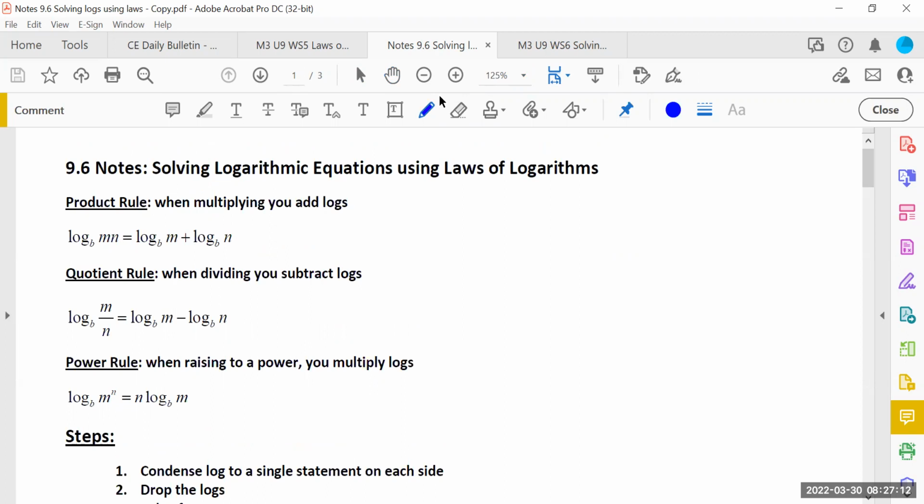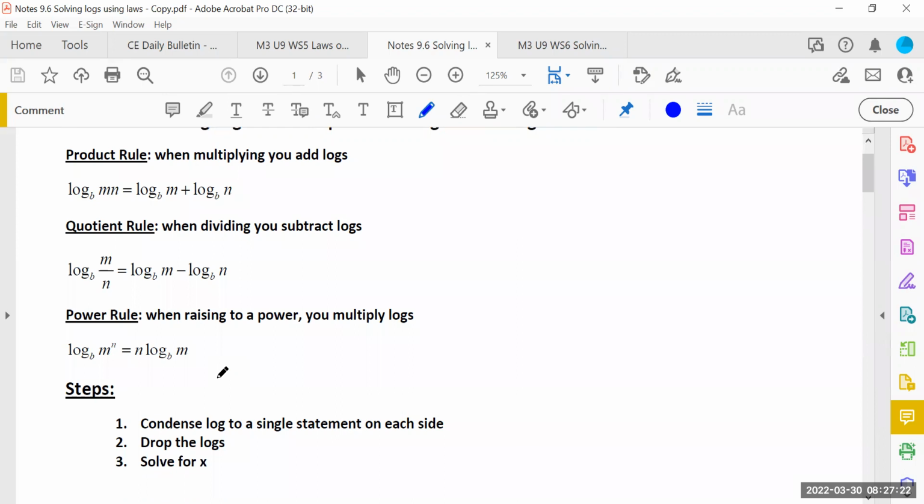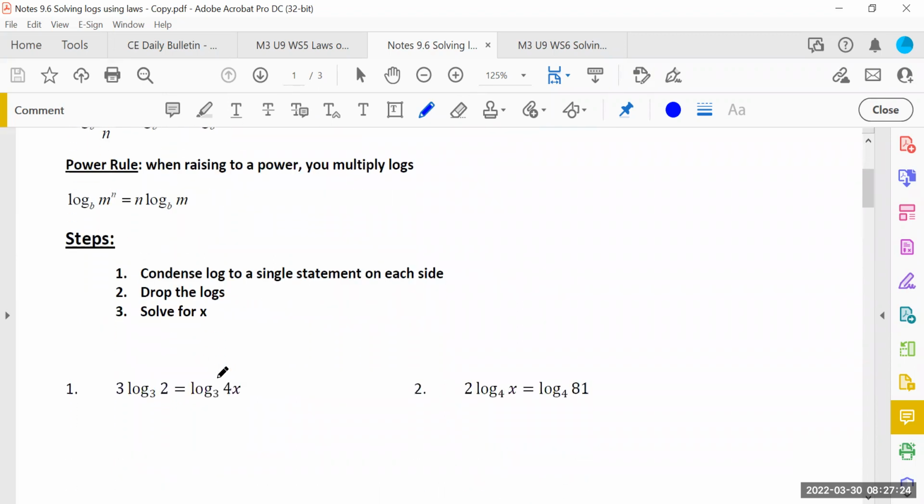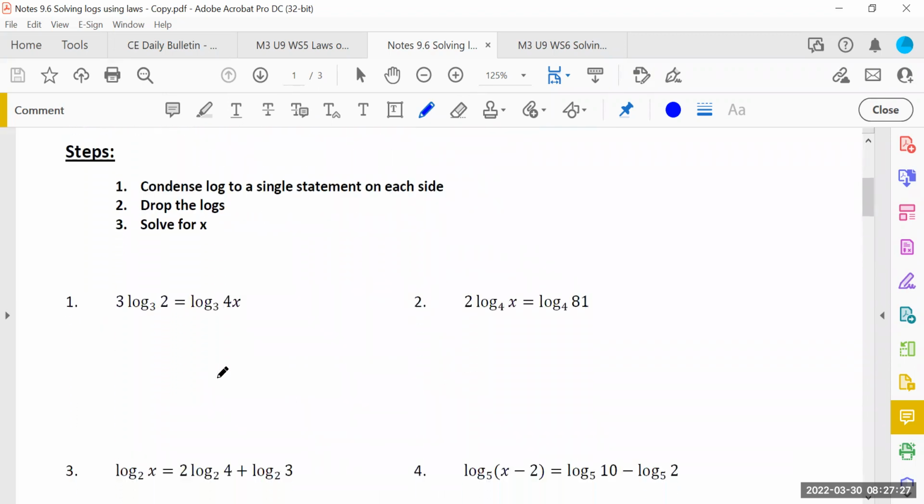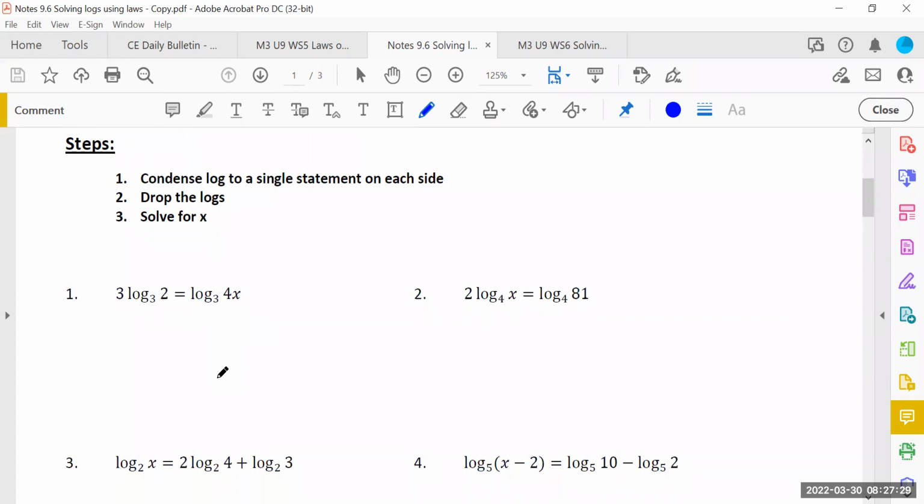The goal for solving: they've already put the log rules back here for you, including the product, quotient, and power rules. As a reminder, they're the exact ones we used yesterday. Here is your goal. Condense the logs to a single statement on each side, so log equals log. If you can do that, then you can drop the logs, ignore them, and set the insides equal to each other and solve for x.